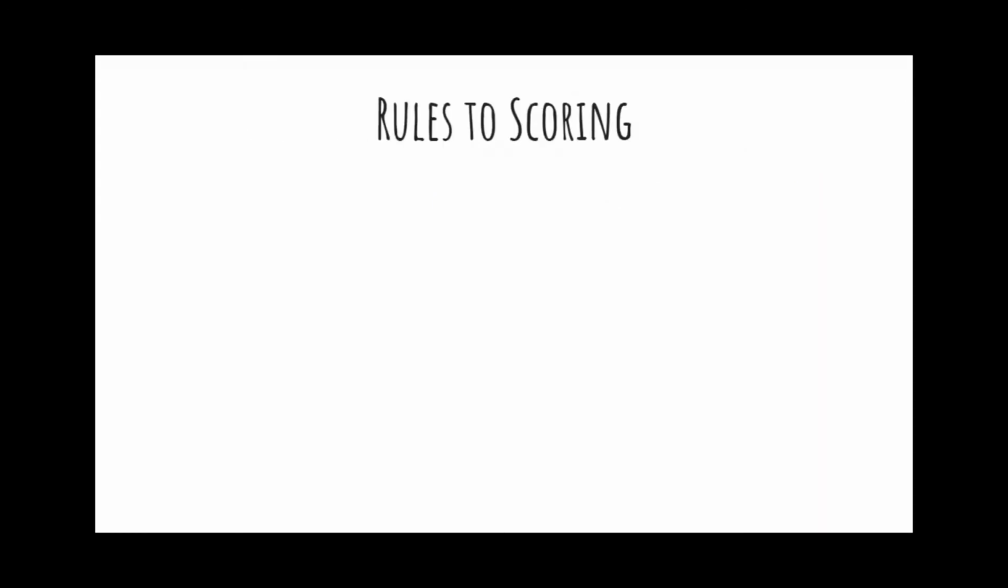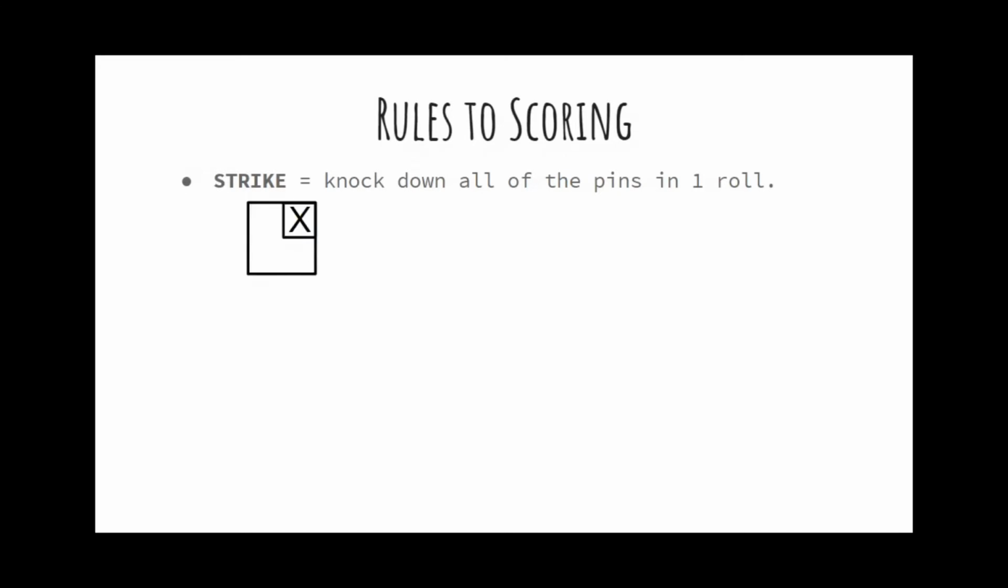Some rules for scoring that we need to know. A strike is when you knock down all of the pins in 1 roll. A strike is marked on a bowling frame like you see on your screen with an X in the upper right-hand corner. A strike is equal to 10 plus the next 2 rolls. It's 10 because you knock down all 10 pins, and then because a strike is the best thing that you get, you get to add your next 2 rolls of the ball to that score.